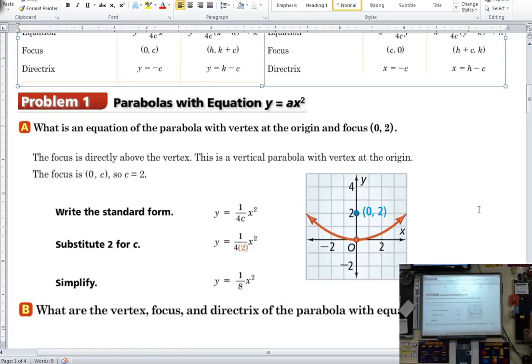So here, I have one done out for you. We have the parabola, with vertex at the origin, focus is 0, 2. So we know nothing about the parabola, except it hasn't been shifted, because its vertex is at the origin. And its focus is 2 units up.